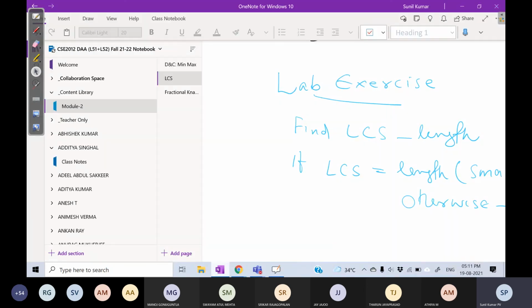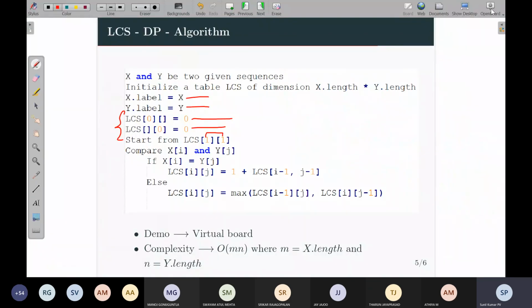One more thing, the complexity. The complexity part we did not discuss. What will be the complexity of this problem? It will be big O of m into n, because we are filling the table. We have an m by n table and we are filling it. You can conclude from the algorithm that the complexity is big O of m into n, where m is the length of the first string and n is the length of the second string.